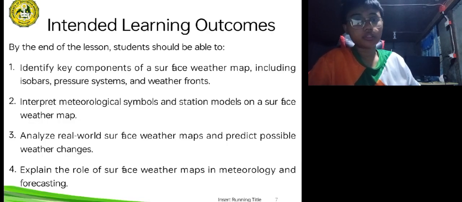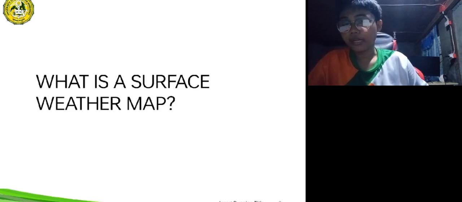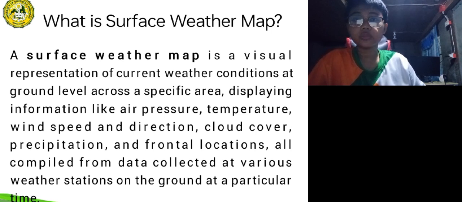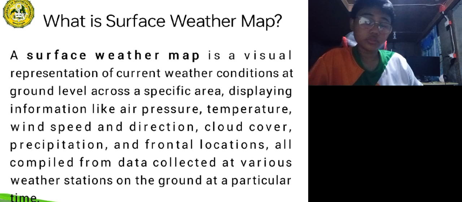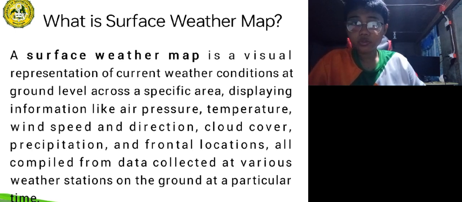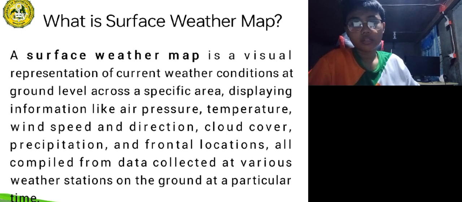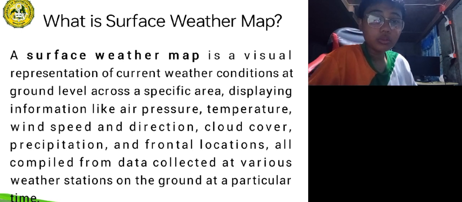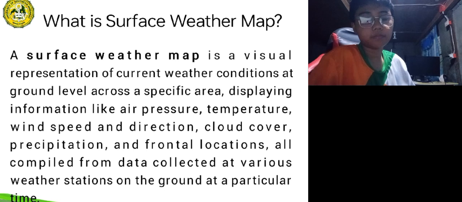So, to formally start our discussion, let us define what a surface weather map is. A surface weather map is a visual representation of current weather conditions at the ground level across a specific area. To simplify, a surface weather map shows what the weather is like at the ground level. It uses lines and symbols to show air pressures, wind directions or wind speeds, fronts, and many more.